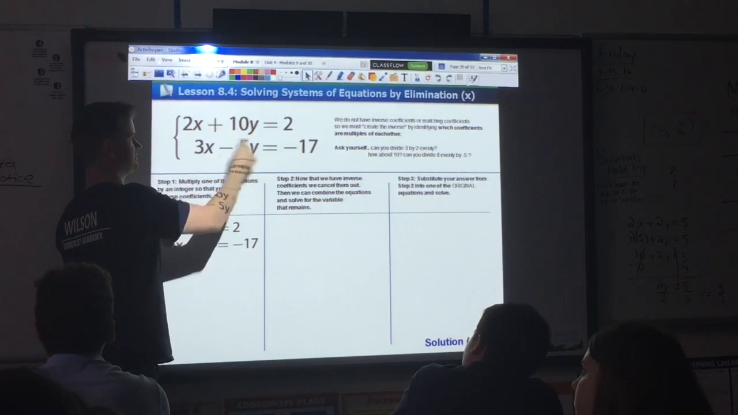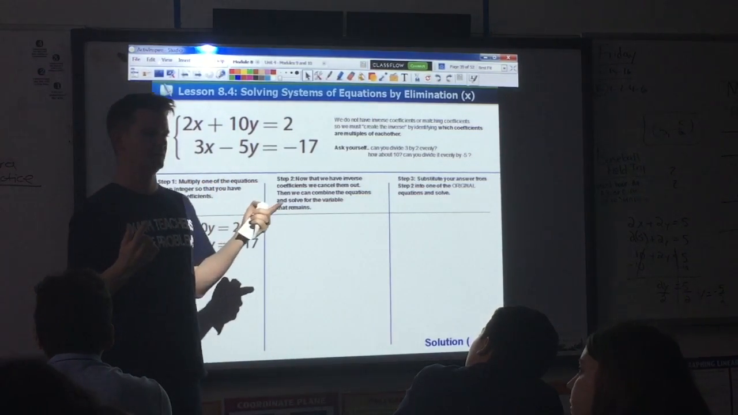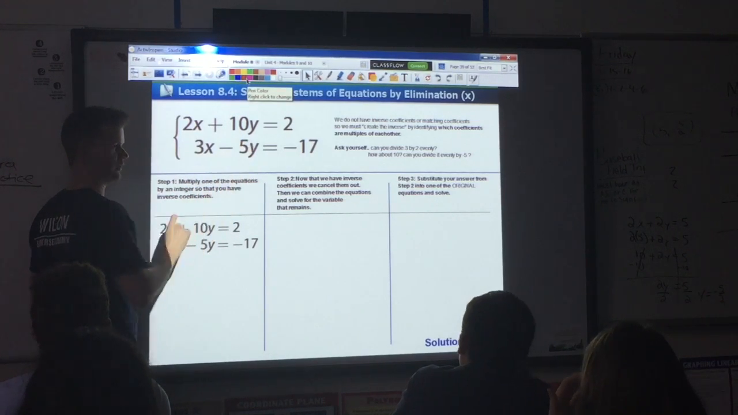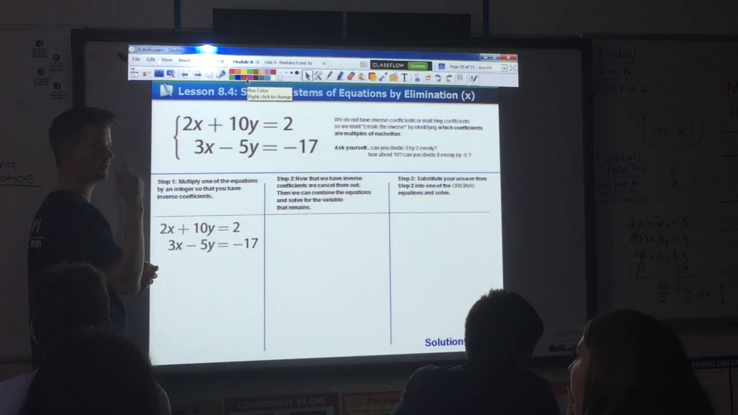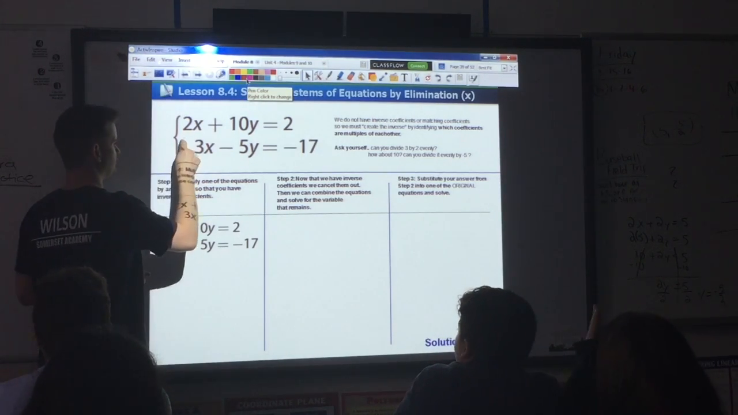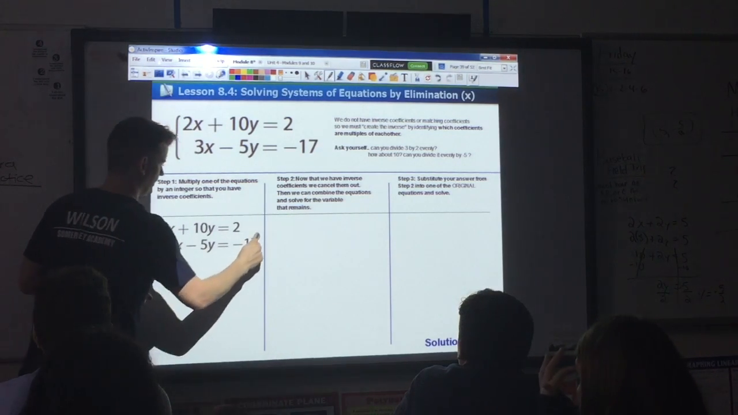Now this is a positive 10y. What's the inverse of a positive 10y? Negative 10y. So, what should I multiply the bottom equation by? -2? Not -2, -2 would make it positive. I want a -10. What do I need? Positive 2. So I will take the bottom equation and I will multiply the bottom equation by 2.